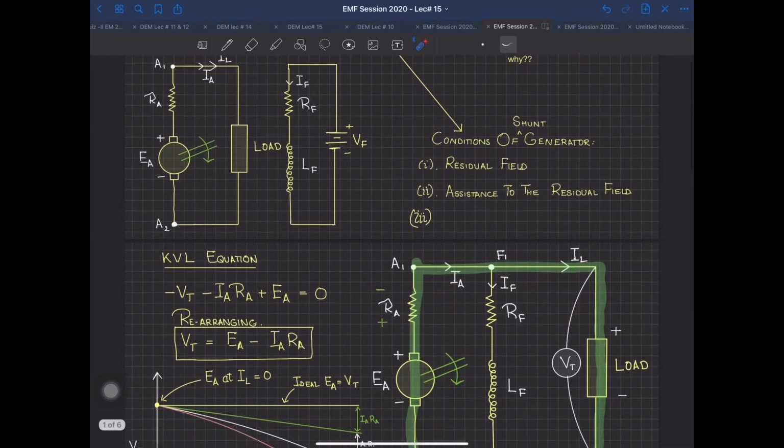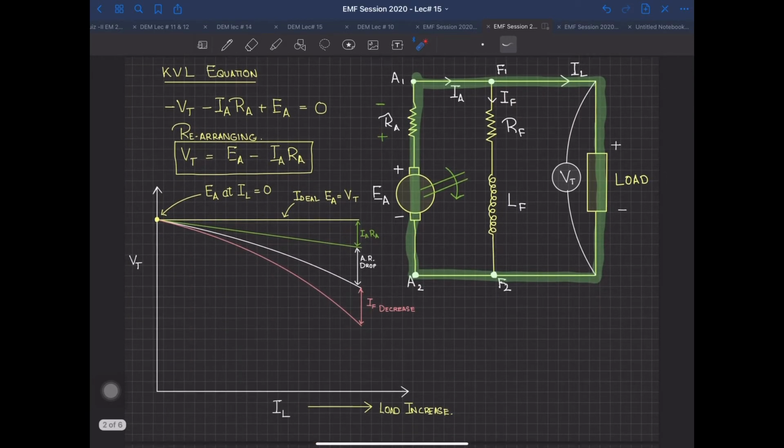Now coming to your shunt generator, I guess you have done this previously in your lab also. The KVL equation for the outer loop over there, you can write as minus VT, because we're starting from here. So this is minus VT, and then minus IARA, because current IA is flowing out of it, and then plus EA, because this is the source which is going to provide all the energy. So VT is equal to EA minus IARA, and this is completely opposite to what it was in the motor. In the motor, it was EA plus IARA.